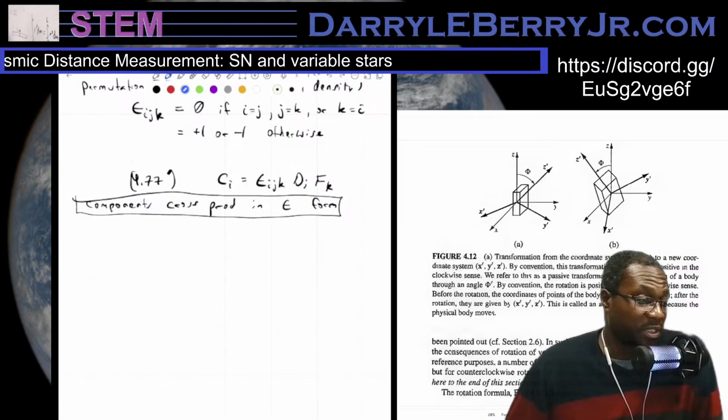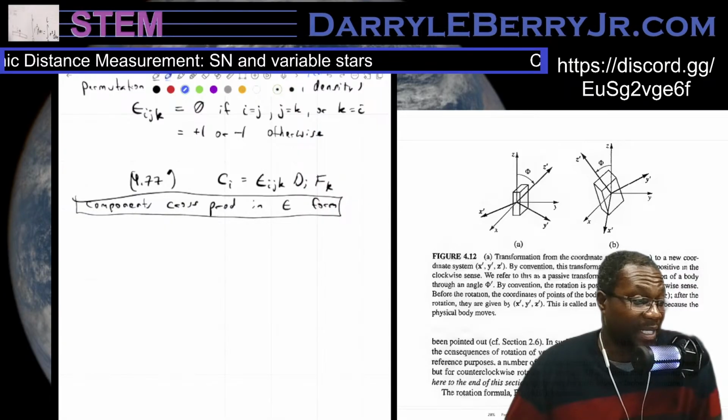Before the rotation, the coordinates of points of the body were given by x, y, z. After the rotation, they're given by x prime, y prime, z prime. This is called an active transformation because the physical body moves.